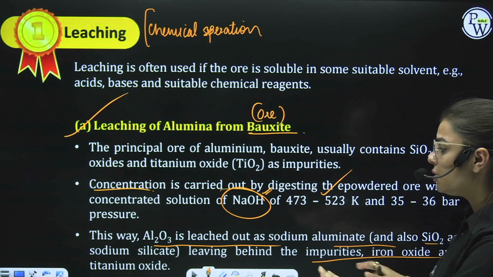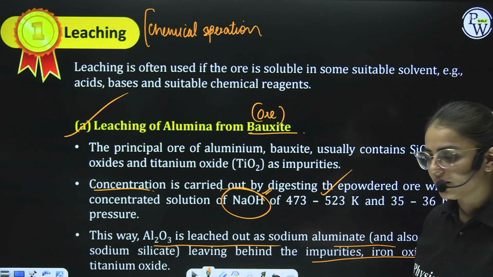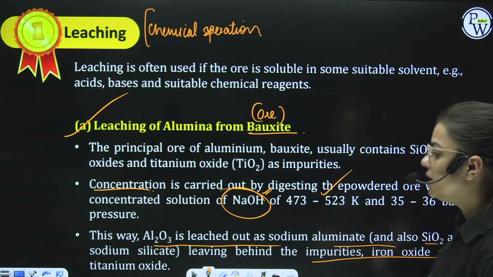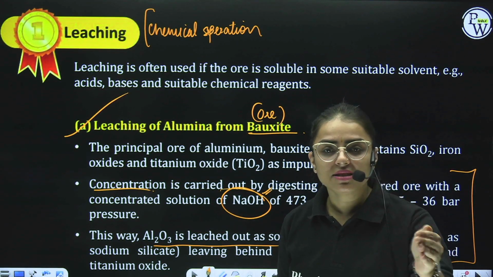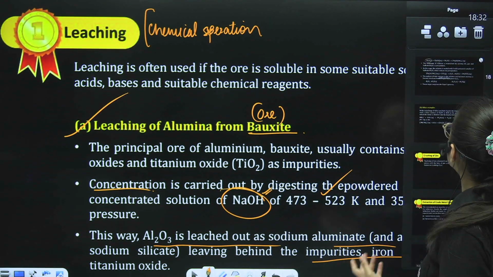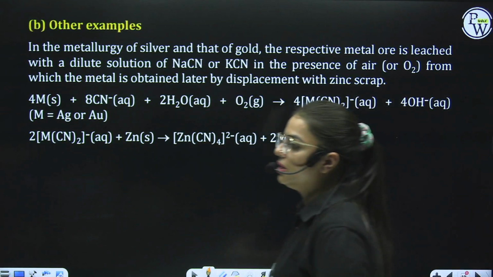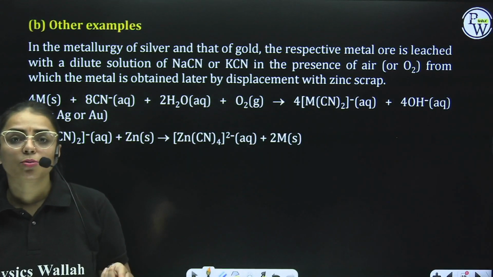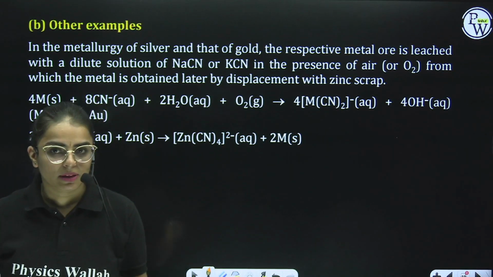You will see that Al2O3 will be taken out as sodium aluminate and SiO2 as sodium silicate. The rest of the oxides will be left behind, right? So this is again the process of doing the concentration, that means the cleaning process, through chemical methods.